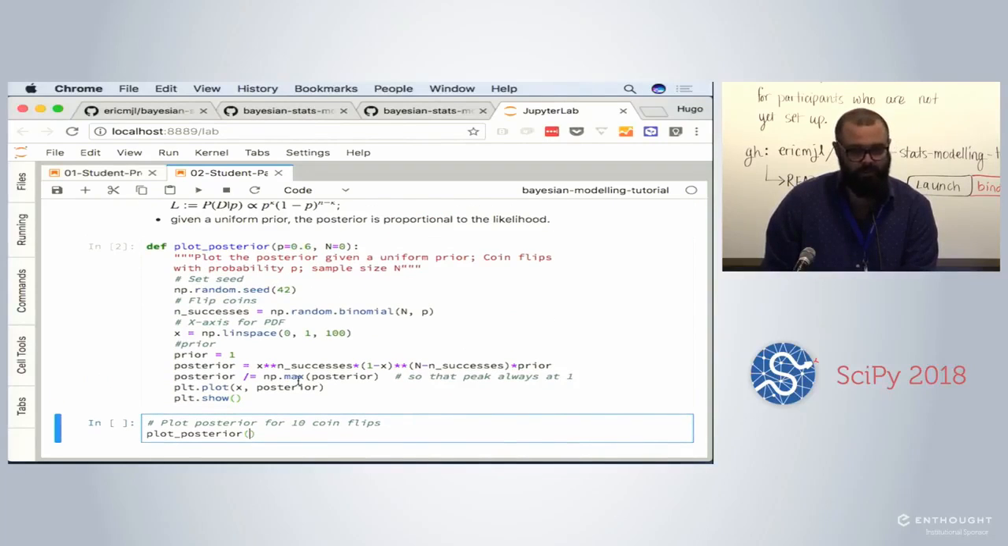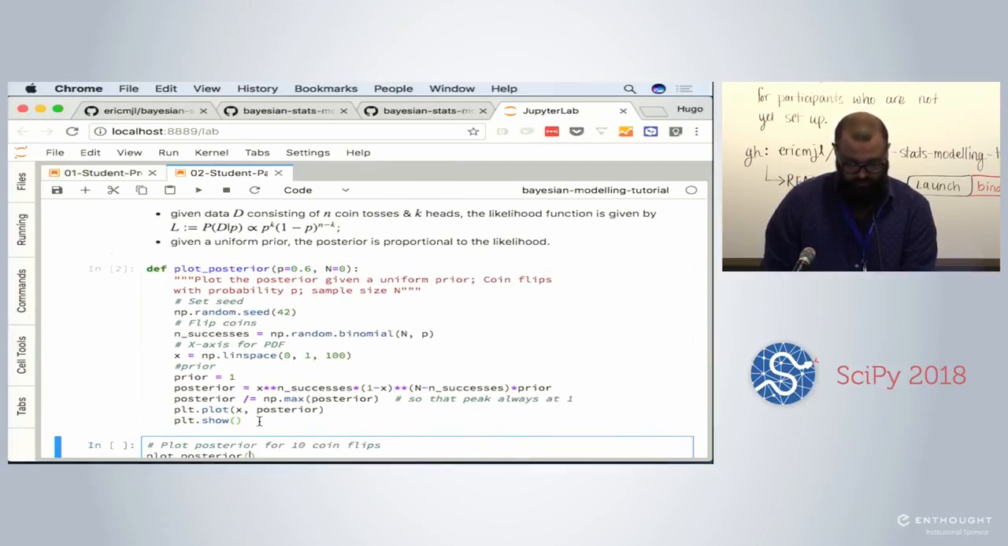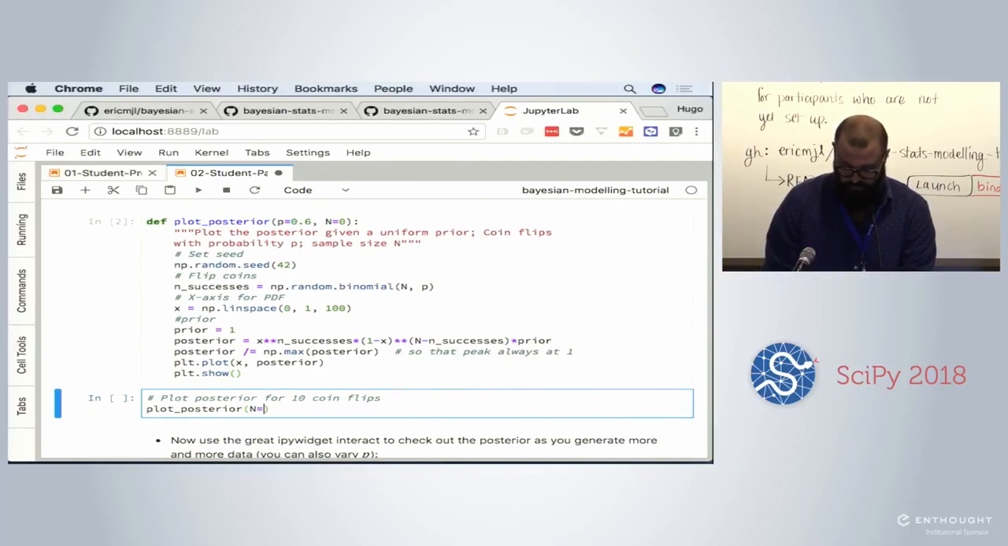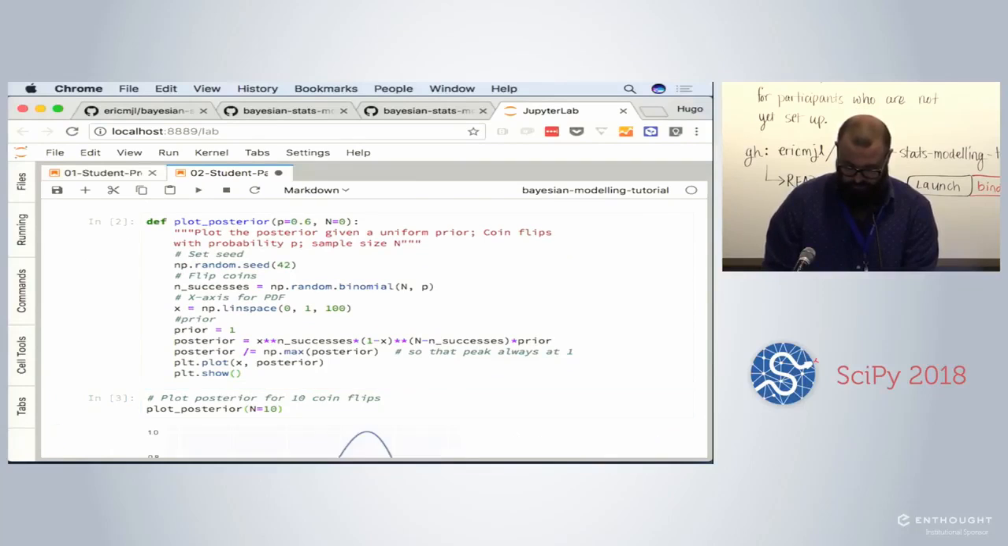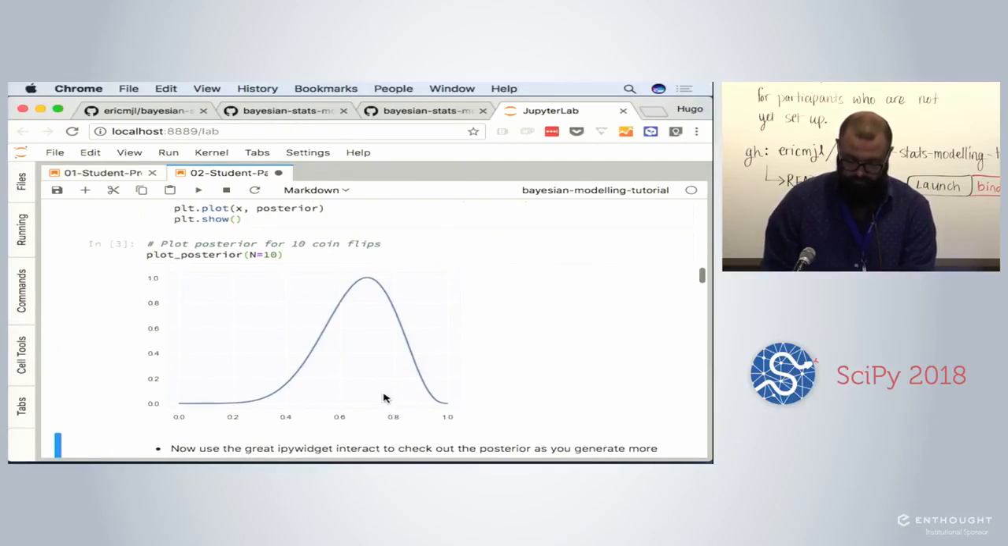We don't want n equal to 0 though. I'm fine with p being 0.6, but let's just choose 10 flips. Okay, cool. So given 10 flips with probability 0.6, what we'll see is that there's a peak around 0.6, closer to 0.7, and we'll see that between 0.4 and 0.6 is kind of probable.